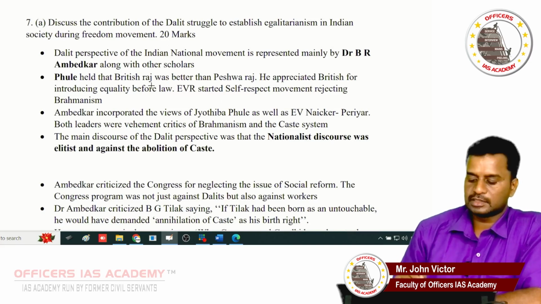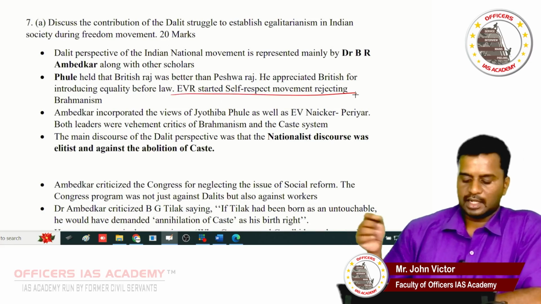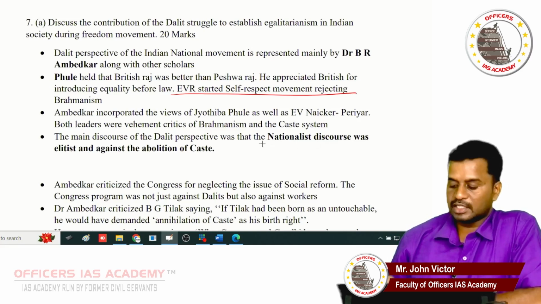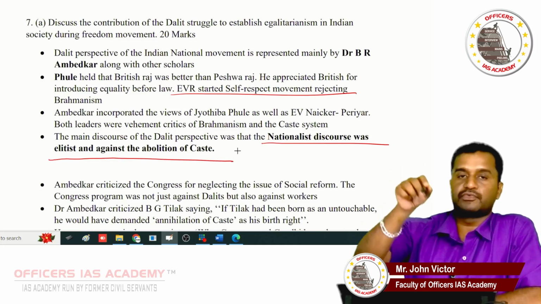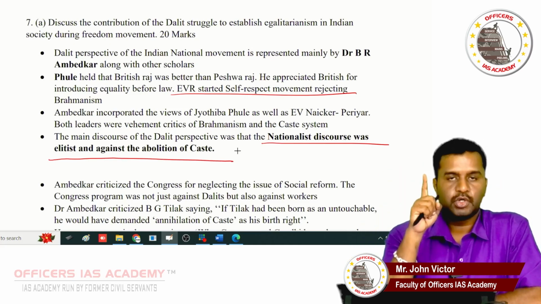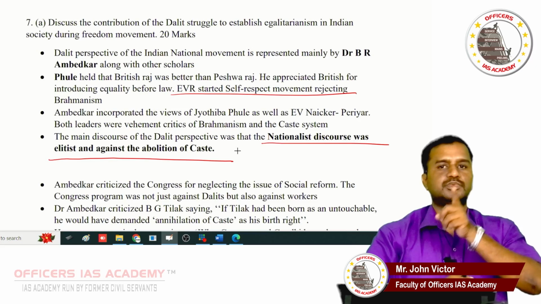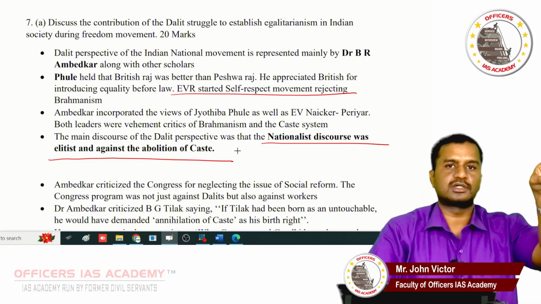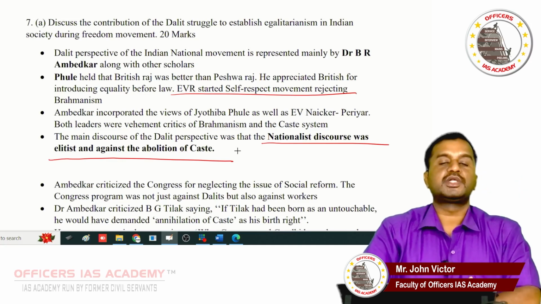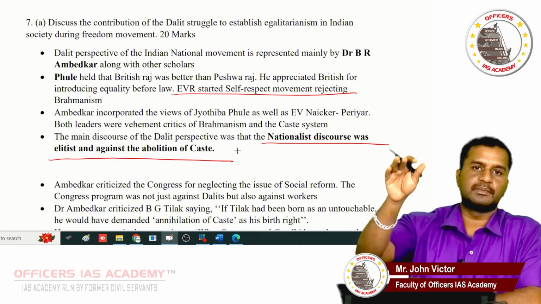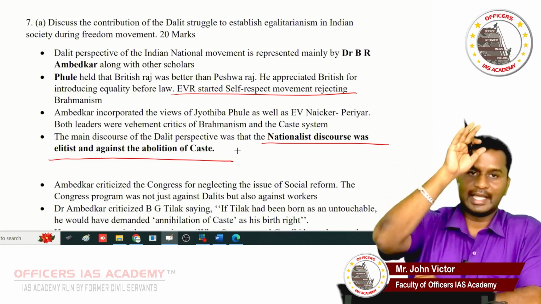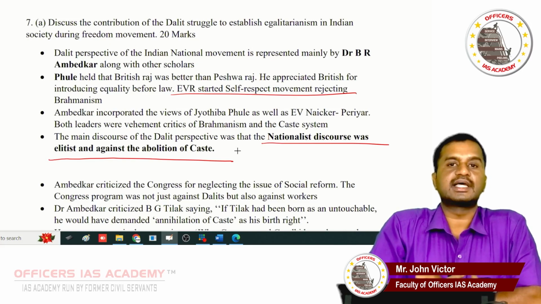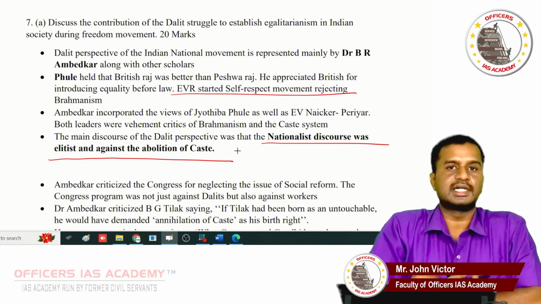EVR was an important leader in South India, Madras region. The main discourse of the Dalit perspective was that nationalist discourse was elitist and against the abolition of caste. The Marxist view of freedom struggle is that Indian nationalism was bourgeois nationalism. It was against the freedom of man. It was not giving importance to the class concept. Similarly, Dalit perspective of Indian movement tells that the nationalism itself was against equality. It was not giving importance to equality. It was concealing the caste system. So this is the major understanding.